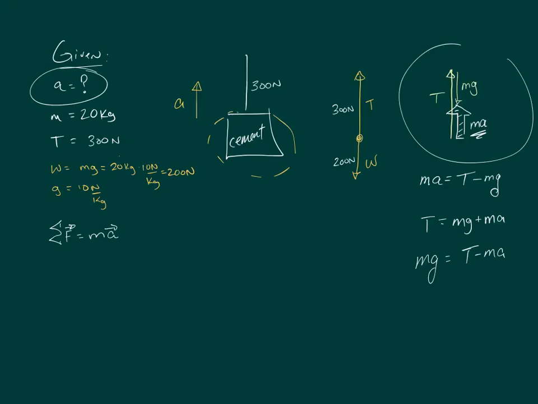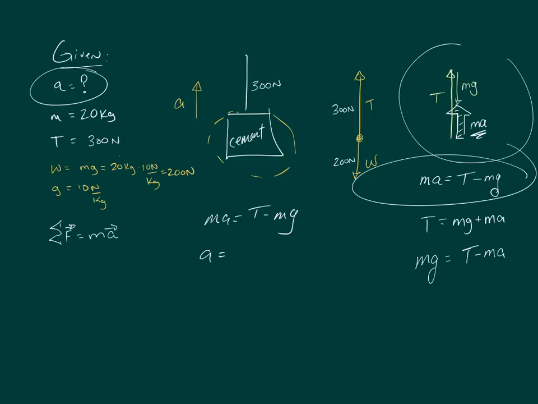So, if I use that one, I got ma equals T minus mg. I got a equals T minus mg over m. And now I think I have everything to solve, right? I can plug in for T is 300 newtons. mg looks like it's 200 newtons.